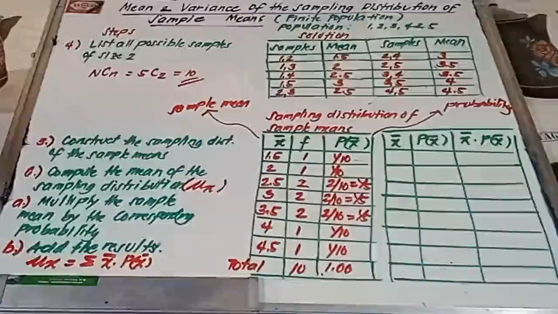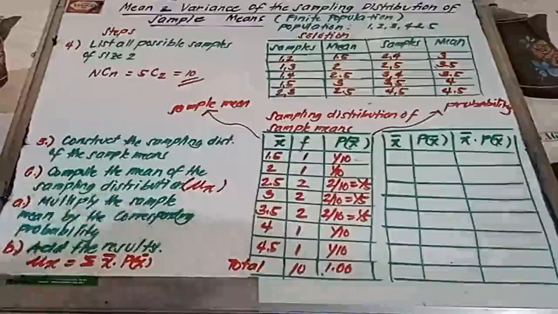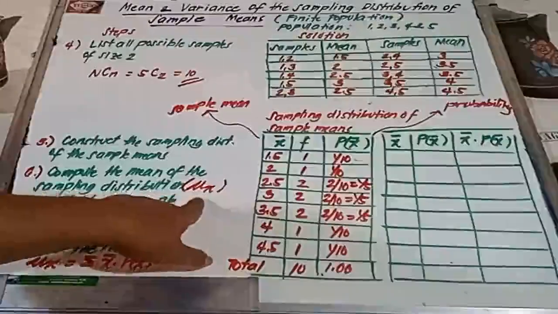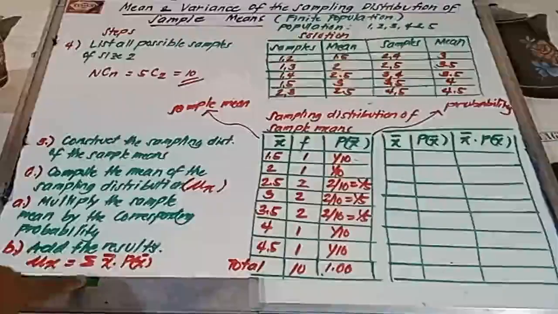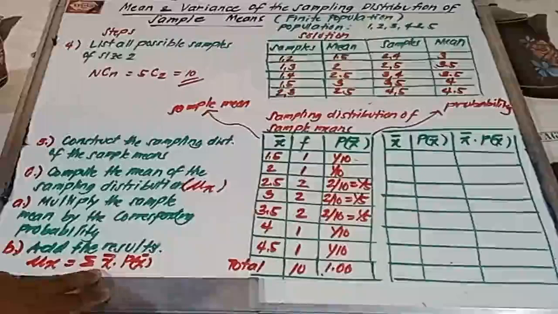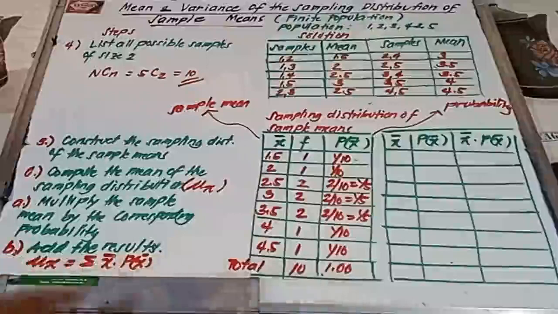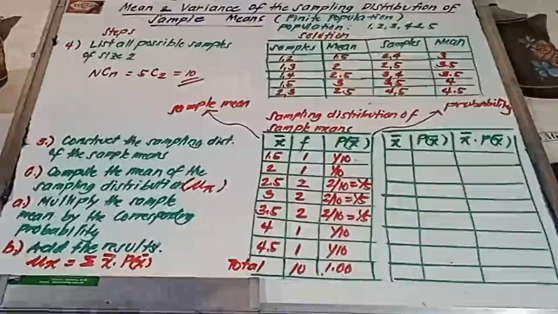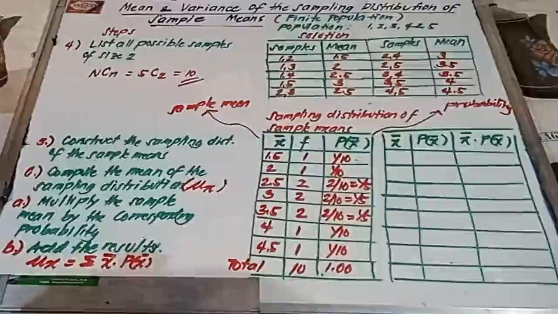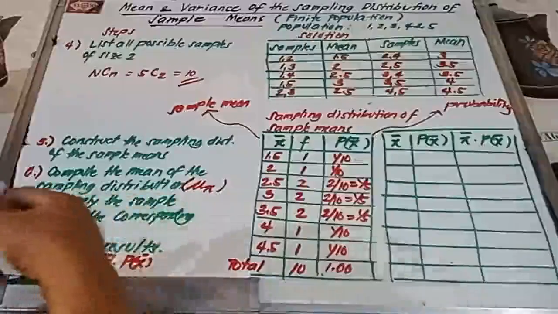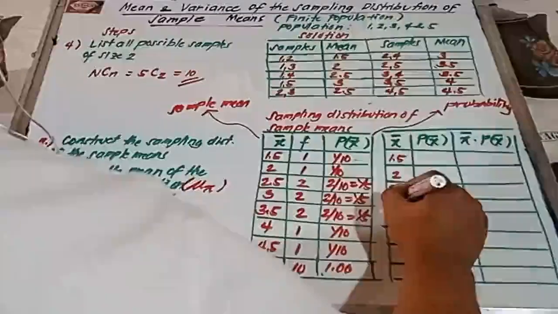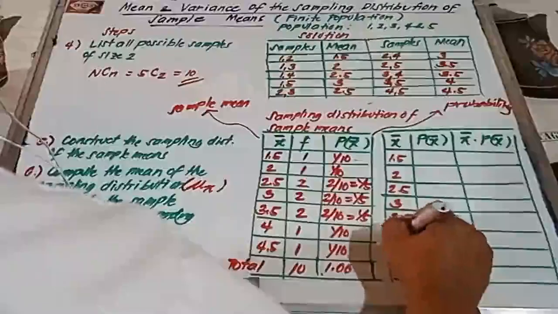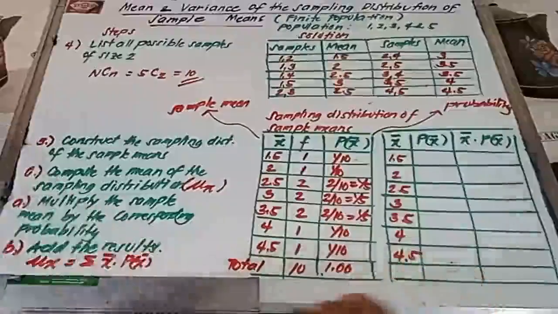Now, the next step is to compute the mean of the sampling distribution. Ito na yung hinahanap natin. That's it. This is mu sub x. And mu sub x can be computed by adding the product of the sample mean and the probability of the random variable x, which is the sample mean. Okay, so ito yung ating another table. Lagay natin yung mga sample mean natin. We have 1.5, 2, 2.5, 3, 3.5, 4, 4.5.